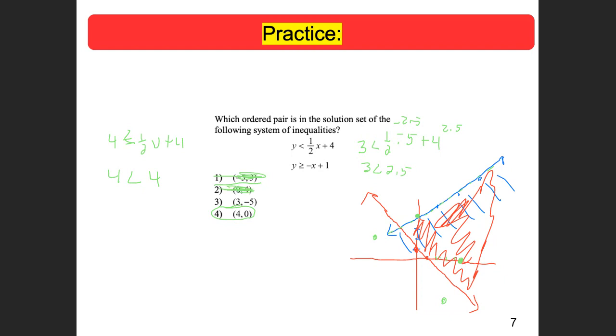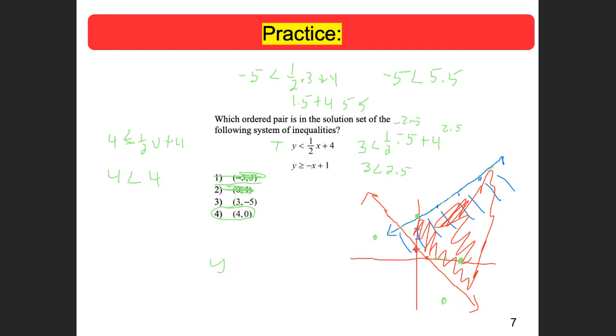Now let's try 3, negative 5. I put negative 5 in for y. So negative 5 is less than 1/2 times 3 plus 4. 1/2 times 3, that's 1.5. 1.5 plus 4 is 5.5. So negative 5 is less than 5.5. That is true. However, to work, it has to work in both of them.